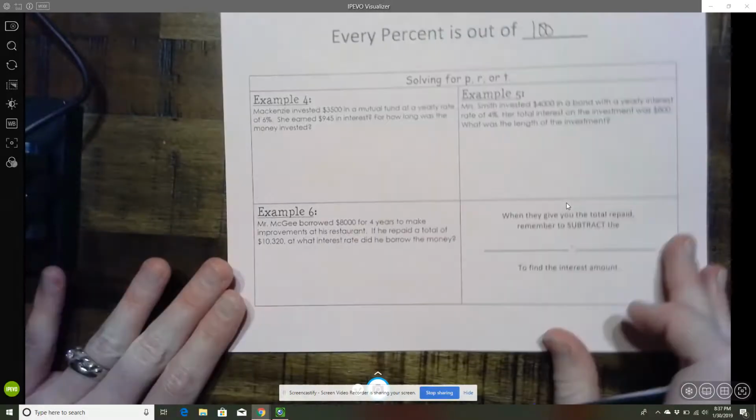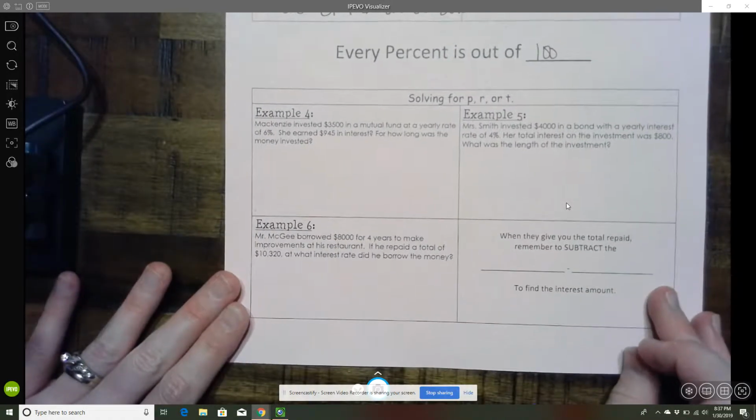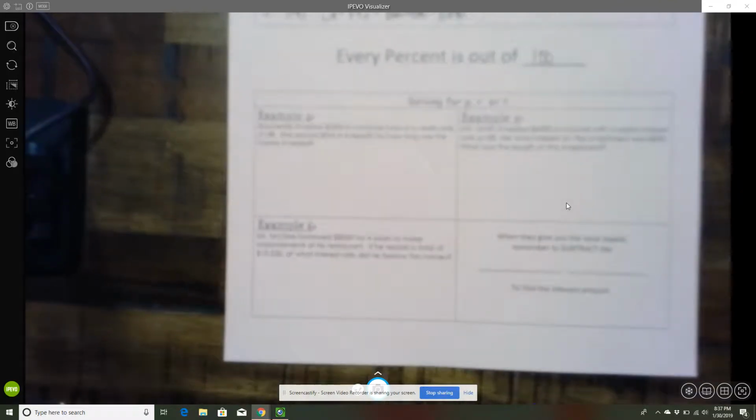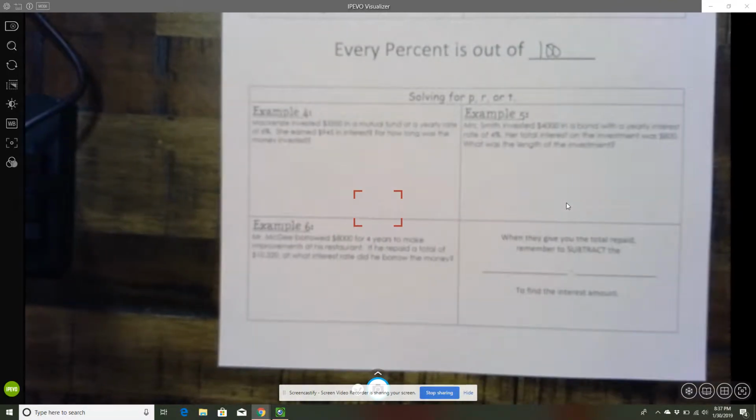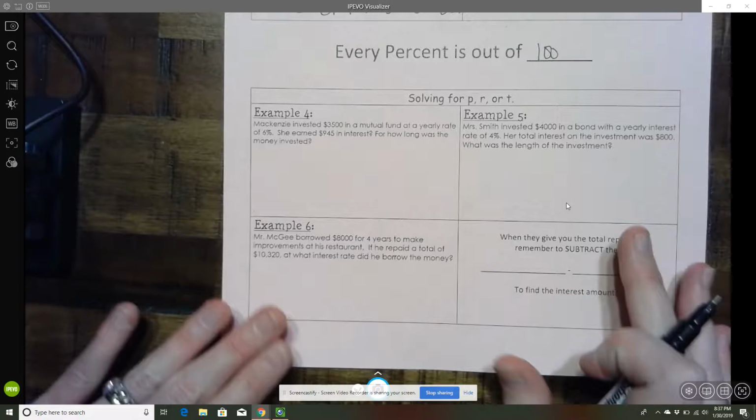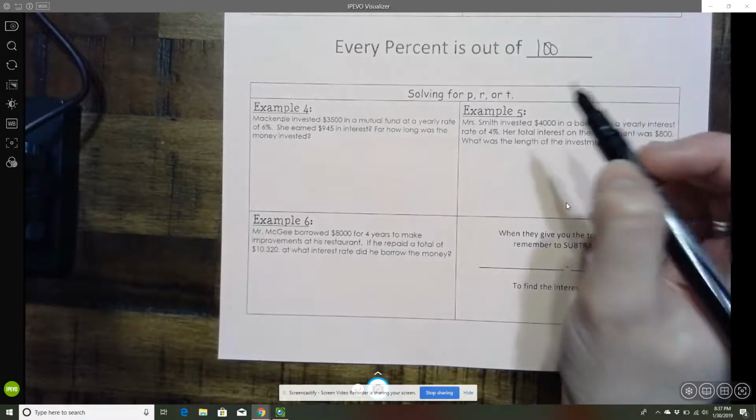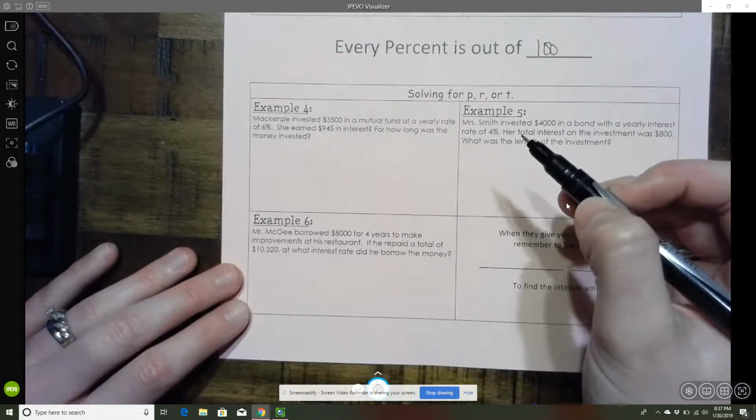This video is for the rest of the simple interest notes. Let's focus that real quick. All right, so in this one, we're going to solve for P, R, or T. So now we're going to have to set up an equation.